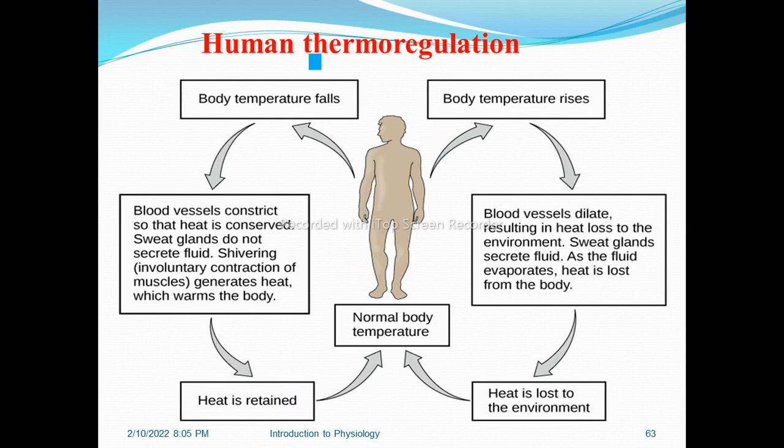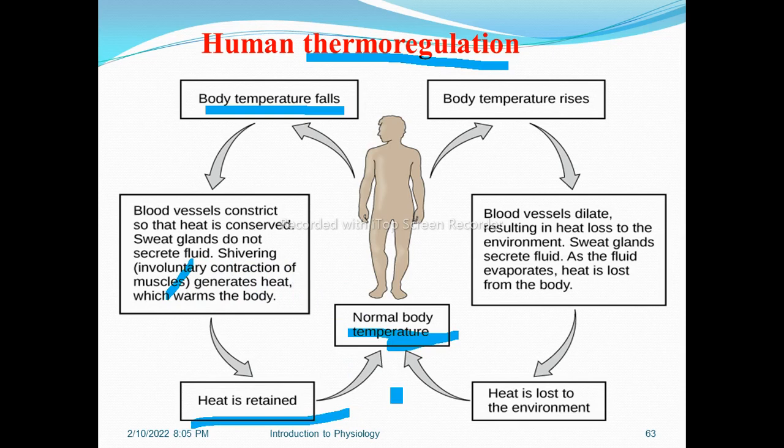The other is thermoregulation, human thermoregulation. If our body temperature falls, blood vessels will be constricted so that heat is conserved. Sweat glands do not secrete fluid. Shivering generates heat, which warms our body. That means shivering is involuntary contraction of muscles, and muscle contraction produces heat. By this time, normal body temperature will be restored.